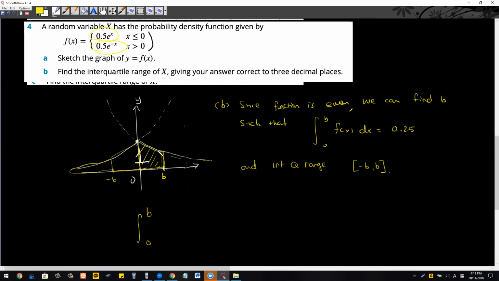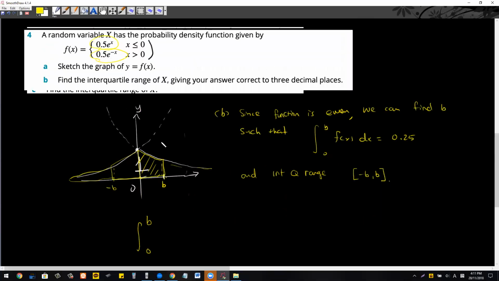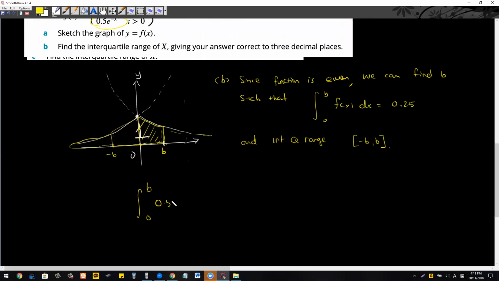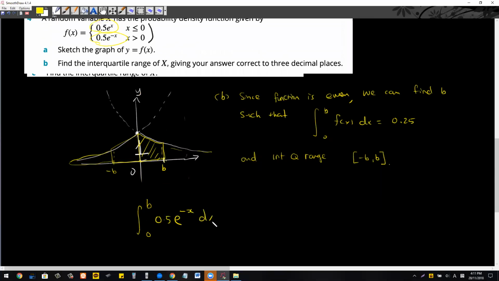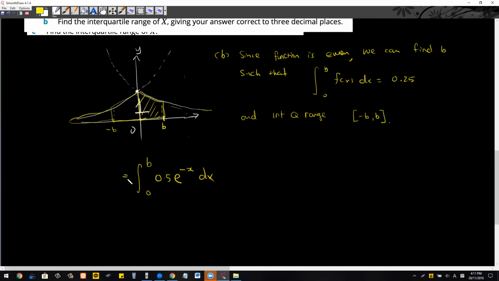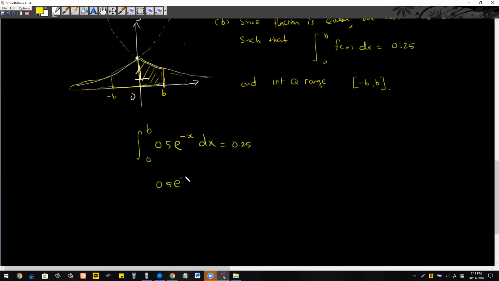So why do both of them when you can just do one of them? So 0 to b is going to be this function, 0.5 e to the power of negative x dx, and we want this to be 0.25. This is very easy: 0.5 e to the negative x over negative 1, that's how you integrate it, from 0 to b, is equal to 0.25, right?